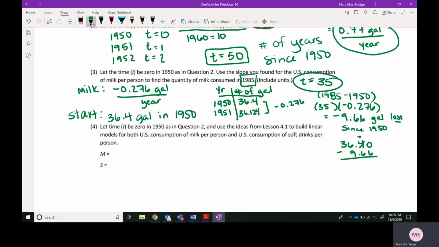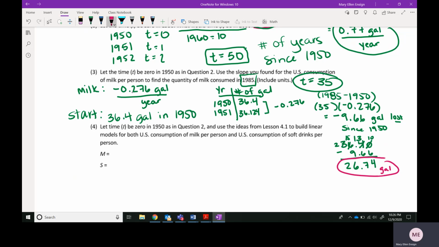So I can go ahead and make this a 3, make this a 10. This is going to be 4. I exchange one of those for 10 tenths. 13 minus 6 is 7. 15 minus 9 is 6. So that means that in 1985, the average consumption of milk was 26.74 gallons.